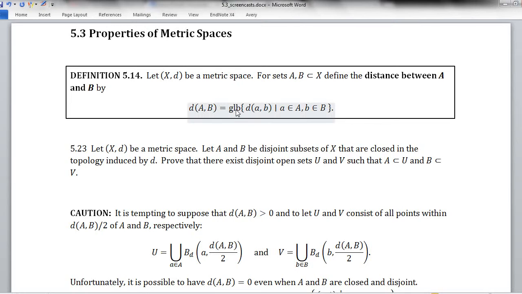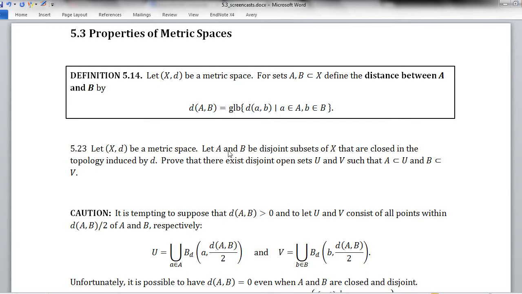And this greatest lower bound always exists because this set of real numbers, the set of distances, is bounded below by, for example, 0. And if a set of real numbers is bounded below, then it has a greatest lower bound by the axiom of completeness.